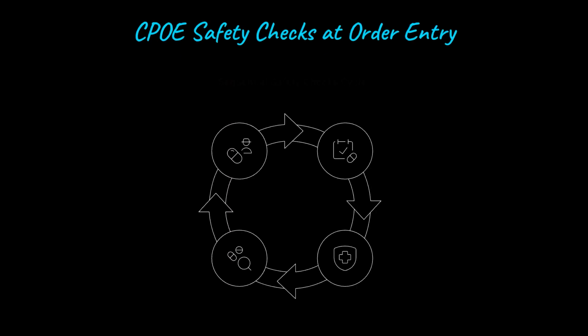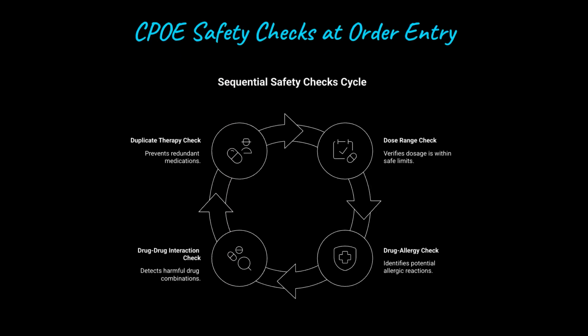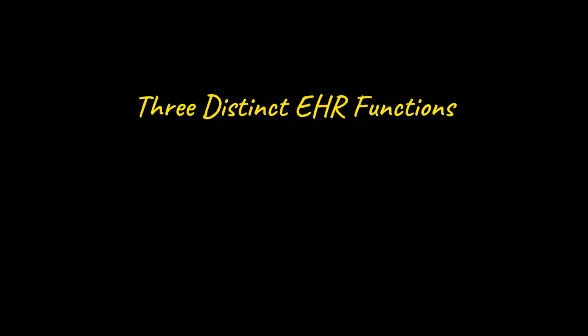The power of CPOE lies in its layered safety checks: dose range checking, drug allergy checking, drug-drug interaction checking, and duplicate therapy checking all fire the instant the order is written, not hours later when a pharmacist reviews it. A critical exam distinction: CPOE handles ordering only. Documentation, progress notes, and flow sheets happen elsewhere in the EHR.